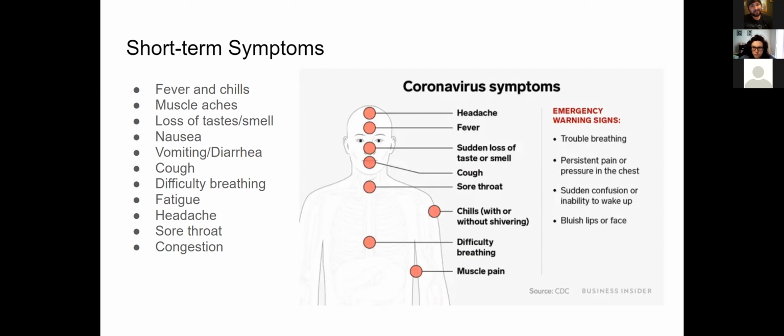And then they have a couple that are emergency warning signs that you should be looking to get medical help when you start to experience them, such as trouble breathing, persistent pain or pressure in the chest, sudden confusion, and bluish coloring to your face or lips.